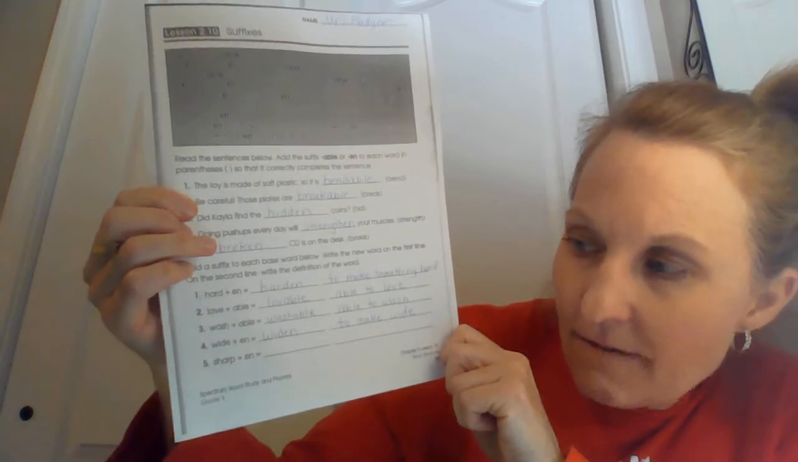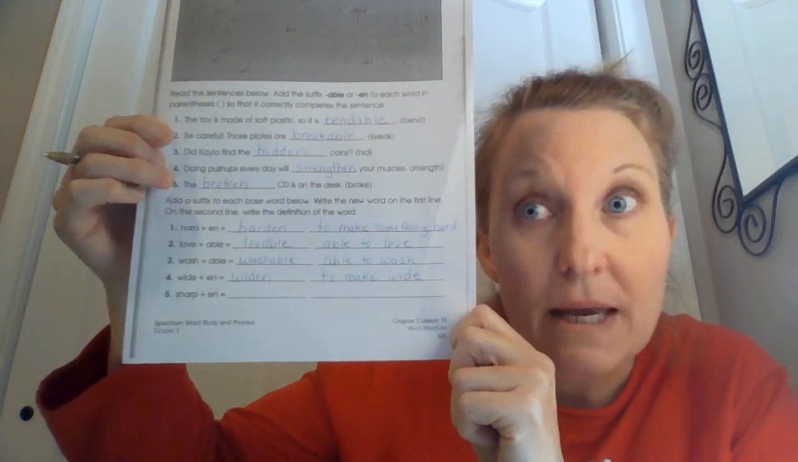Okay, number 5, sharp plus EN means sharpen. And again, EN means to make. So sharpen means to make sharp. So write sharpen. And then your definition is to make sharp. When you sharpen something, you make it sharp. So that's what you should have for the second part, 1 through 5.